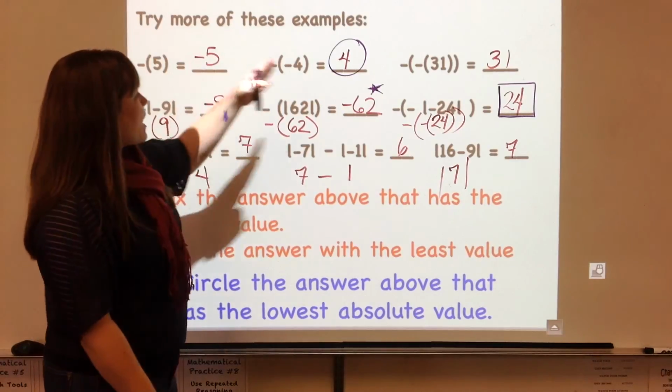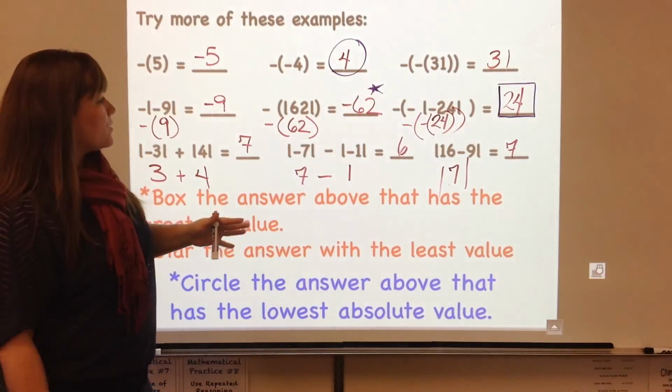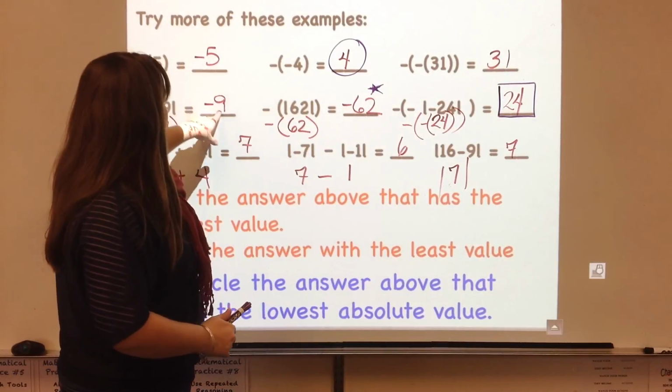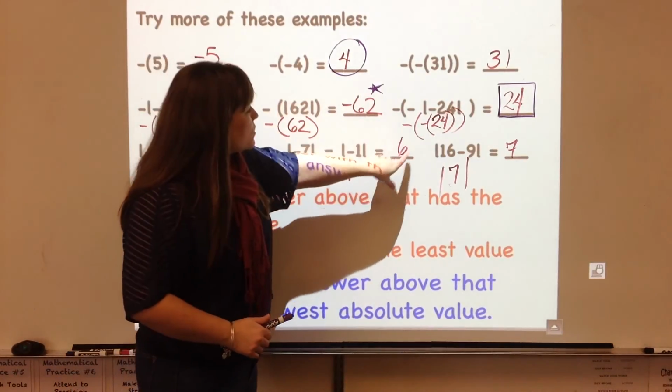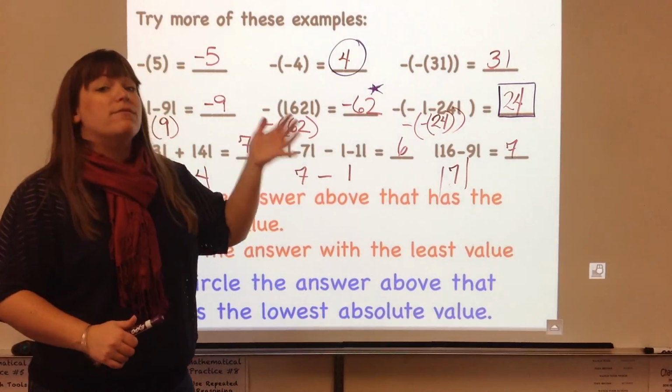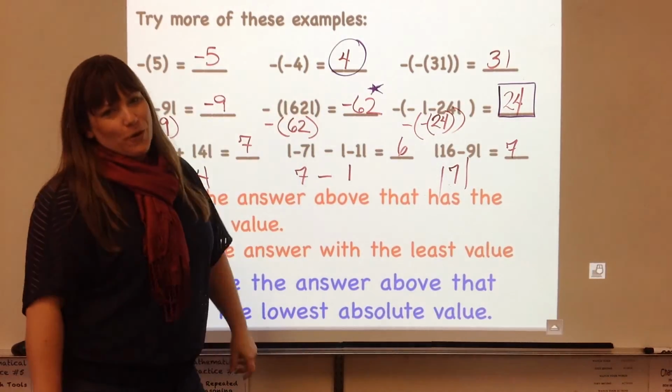Because if you were to take the absolute value of all of these numbers, they would turn into the positive numbers that they are. 5, 9, 7, 4, 62, 6, 31, 24, and 7. The smallest absolute value answer is going to be 4.